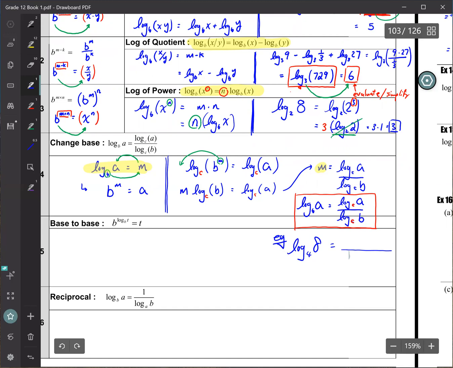The 4 and the 8, they both have to do with which base? 2, right? So we can choose the new base to be 2. So I can write log, the new base is 2. So what number goes on to the top? 8. Yep, 8 will go to the top, so 4 will go down.